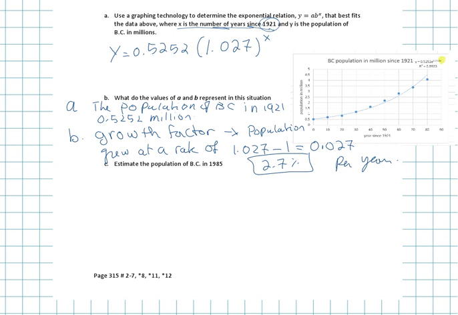And then you plug that value in for what? For x. Because x is the number of years. So all you have to do is 0.5252 times 1.027 to the power of 64, and plug that into your calculator, and you should be getting about 2.9 million.